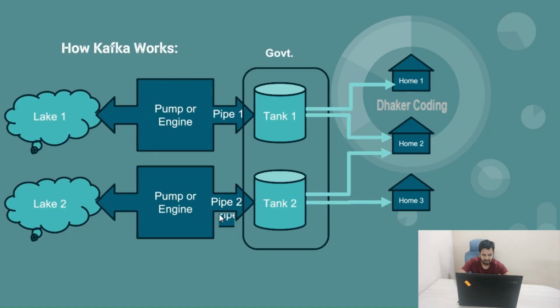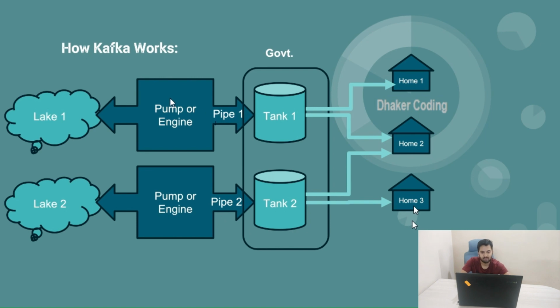Let's take an example of how Kafka actually works. Let's say you have two water resources, lake one and lake two. There would be consumers like home one, home two, and home three. Now, let's say home two said, I need the water from both the sources. Home one said, I need the water from lake one. And home three said, I need the water from lake two.